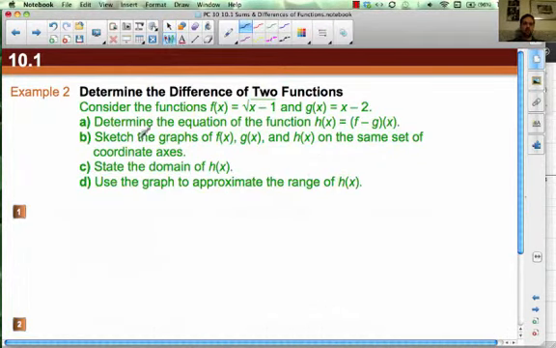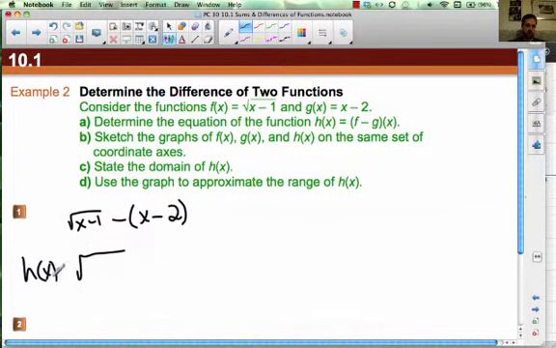So let's try the difference of a couple functions here. So let's consider these functions. The root of x minus 1, and then g of x is just x minus 2. So determine the equation of the difference of these functions. So all we have to do is take our f function, the root of x minus 1, and we subtract the whole of our other function. So that's why I put it in brackets here. So then this negative sign will get distributed to both of those, and our new function h of x is going to be the root of x minus 1 minus x plus 2.